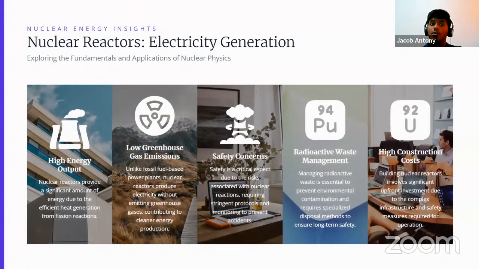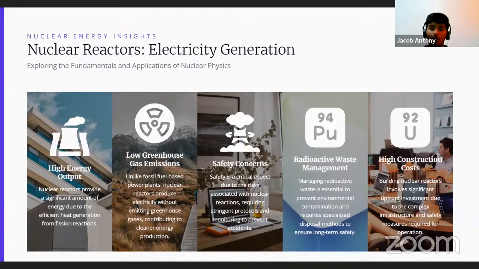Now we're going to be talking about nuclear reactors, which are used mainly in energy generation. High energy output. Nuclear reactors provide a significant amount of energy due to efficient heat generation from fission reactions. Low greenhouse emissions. Unlike fossil fuel based power plants, nuclear reactors provide electricity without emitting greenhouse gases, contributing to cleaner energy production.